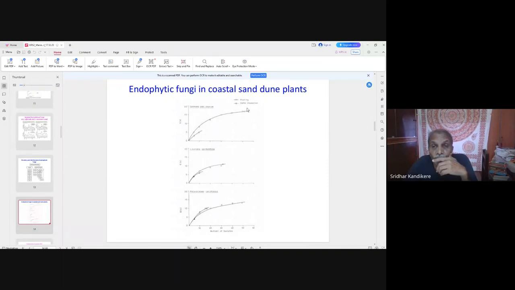We have used two methods, that is plating method and also damp incubation method. We took the leaf material, surface sterilized it properly and then incubated it, making plating and damp incubation. Among these, plating has given more number of species. Whereas in damp incubation, we can find very few of them, not the expected number of species. The same thing is true with Launaea sarmentosa, and also with Polycarpaea corymbosa. In fact, Polycarpaea corymbosa is a very interesting small plant, but it harbors varieties of endophytic fungi.